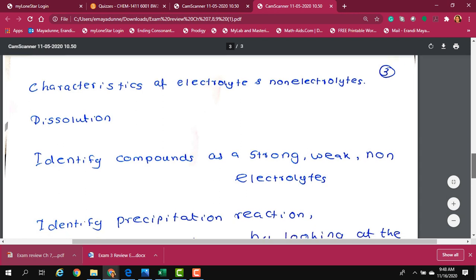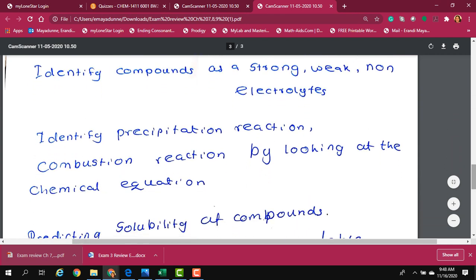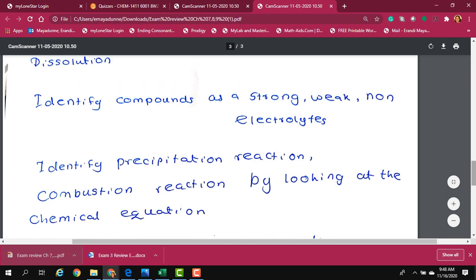And then you need to know electrolytes and non-electrolytes. Electrolytes highly conduct electricity. Always acids and ionic compounds are electrolytes. Non-electrolytes are basically covalent, molecular compounds. You also need to identify what is a strong electrolyte and what is a weak electrolyte. And then we did some solubility rules.